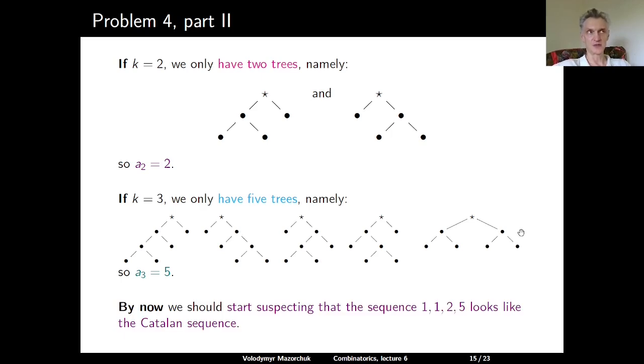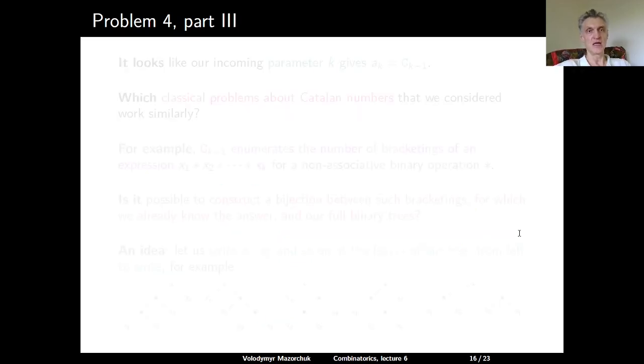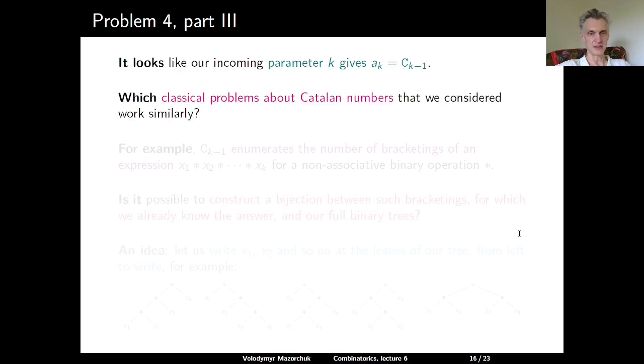And here we need to start suspecting that the outcome might be given by Catalan numbers, because 1, 1, 2, 5 is the start of the Catalan sequence. So it looks like for our parameter k, the answer a_k should be c_{k-1}, the Catalan number for the parameter k minus 1.